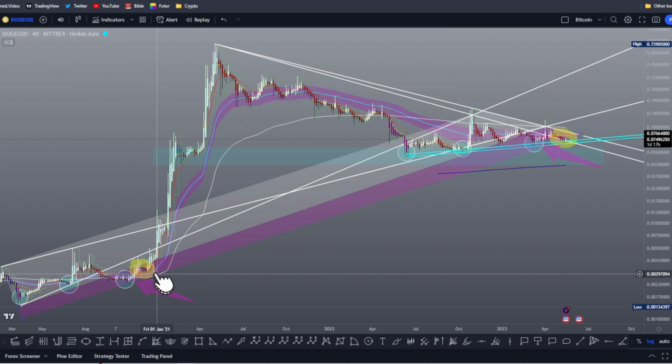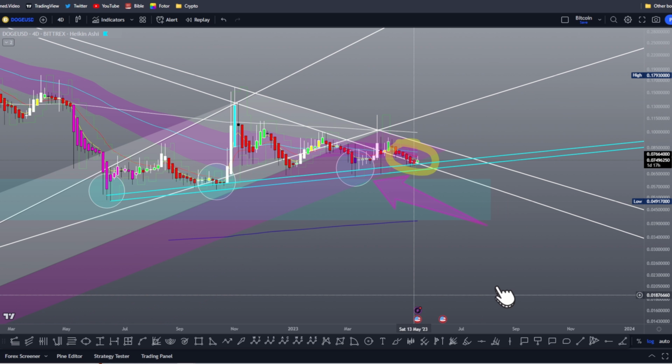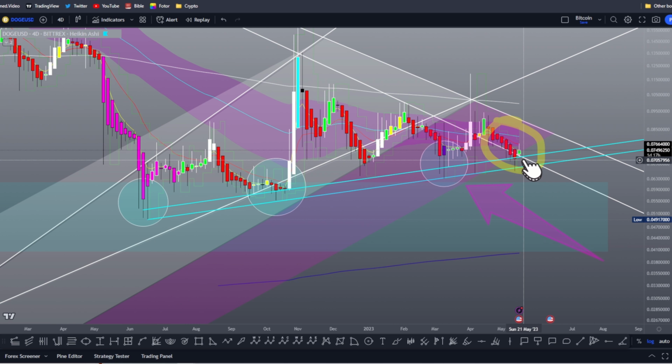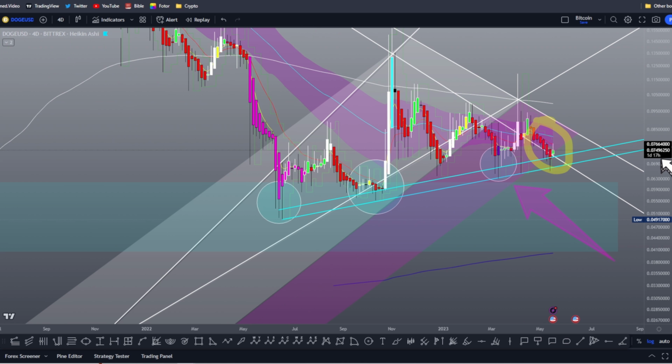Going back to our yellow circle highlight here, current yellow highlight. We've seen a bounce here recently. If I zoom in here, again, it's realistically the same thing as the last video. We don't need to see movement below 7 to 6 cents, so 7 cents down to 0.068, just shy of 7 cents.